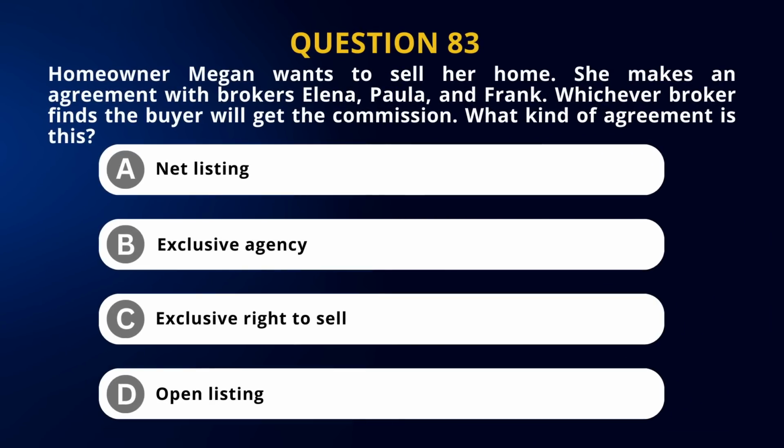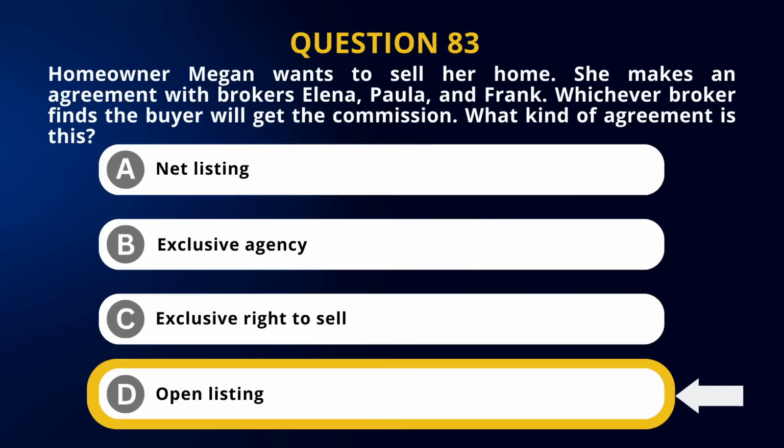Question number 83. Homeowner Megan wants to sell her home. She makes an agreement with brokers Elena, Paula, and Frank. Whichever broker finds the buyer will get the commission. What kind of agreement is this? Letter A, net listing. Letter B, exclusive agency. Letter C, exclusive right to sell. Letter D, open listing. And the answer is letter D, open listing.